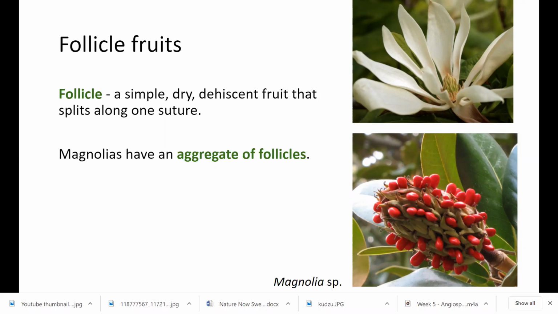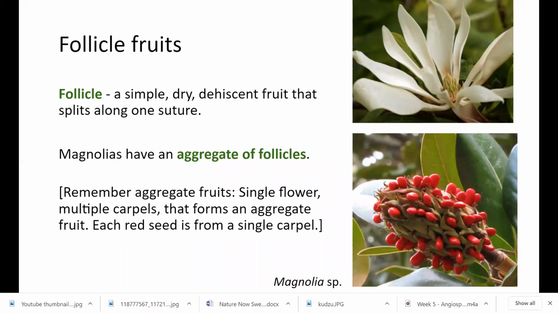So next time you see a magnolia fruit on the ground, and all of the magnolia fruits that we'll look at in lab have a fruit type that is this aggregate of follicles. So, right, remember with aggregate fruits, we're talking about a single flower that has multiple carpels that forms an aggregate fruit. So each of those red seeds is from a single carpel, right?